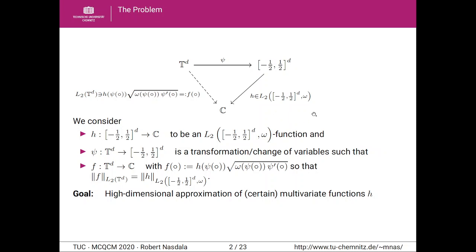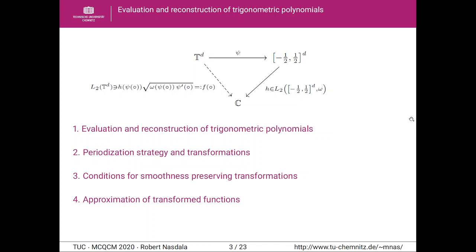And we do this by making use of the existing theory for approximating functions on the torus. For those, we have fast algorithms and also approximation error bounds that we want to transfer to classes of functions in these weighted L2 spaces. So at first, I will repeat some main ideas for the approximation of functions defined on the torus and show you the fast algorithms.